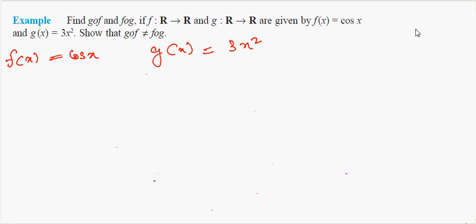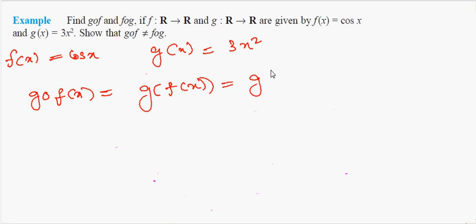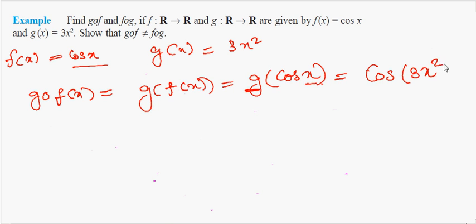I can tell that g of f of x is equal to g of f of x, which is nothing but g of, what is f of x? It is cos x. What is g of cos x? g is 3x square, so wherever x, you need to substitute it as 3x square. So this will be the first one.